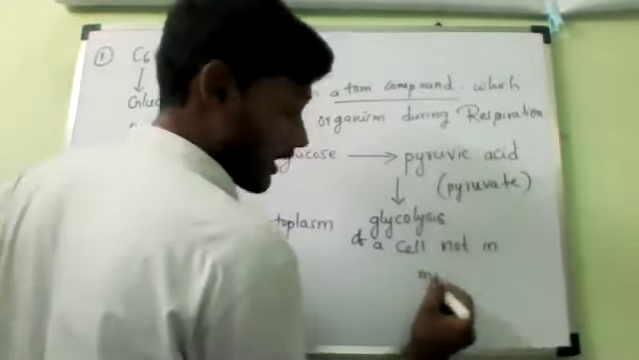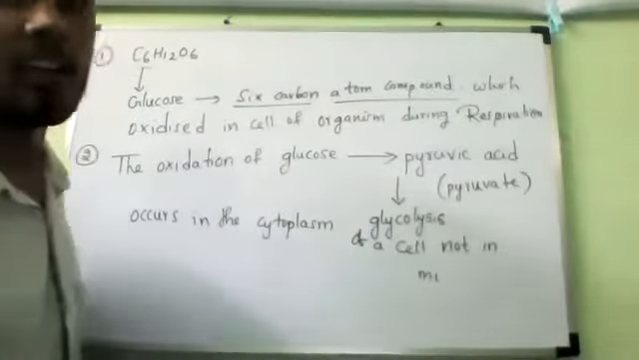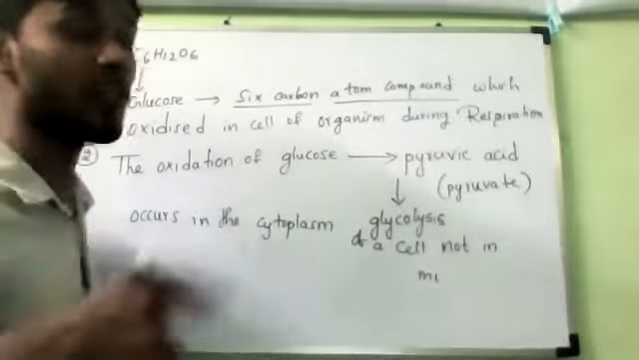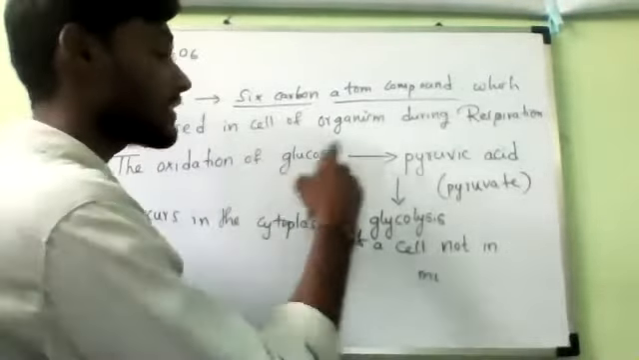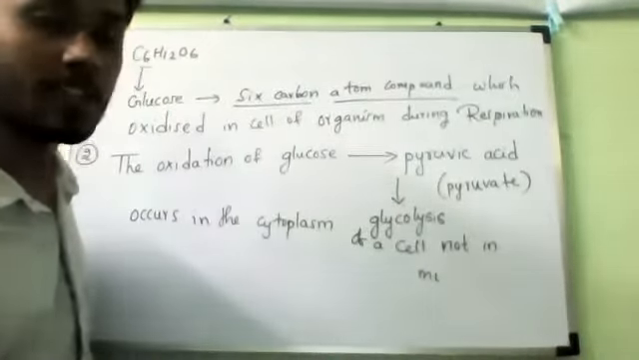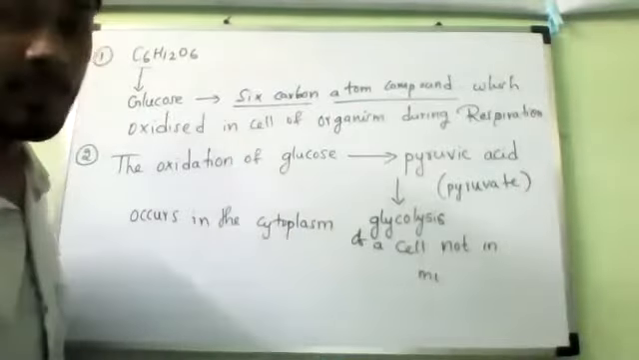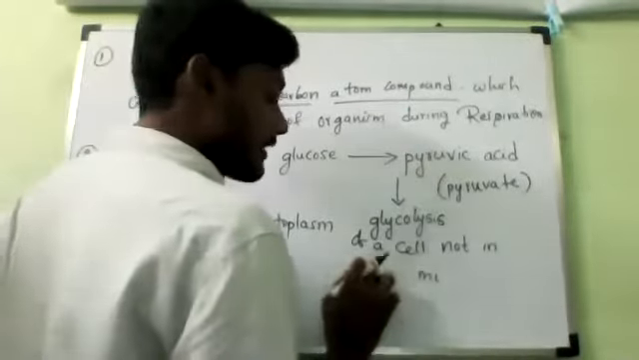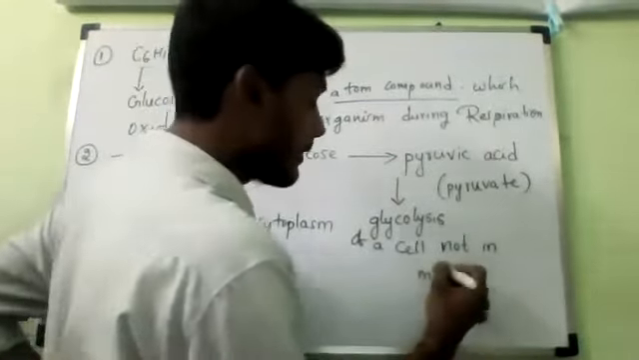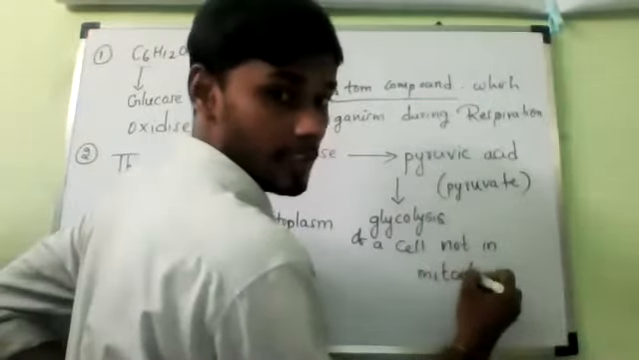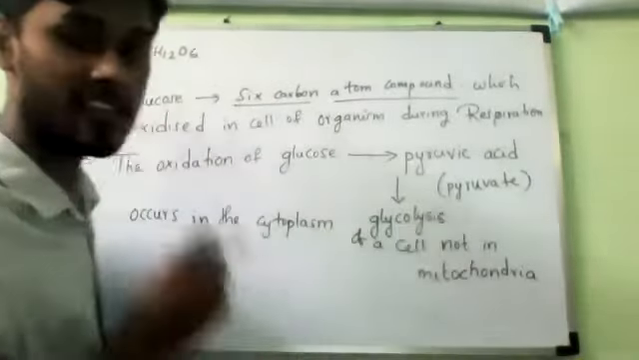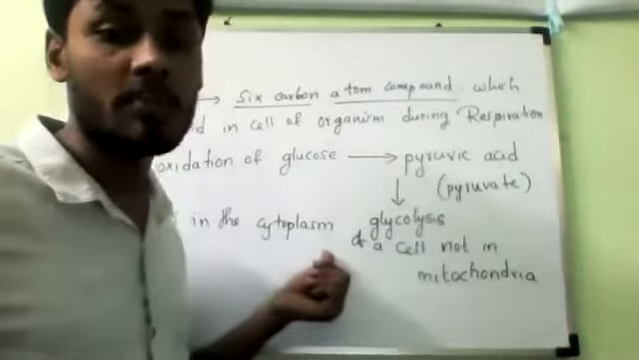But before you said that energy is released in mitochondria, correct, sir? Energy will be released, but that is the final product. In the middle, glucose is converting into pyruvic acid. Respiration is a stepwise process. So this takes place in the cytoplasm of a cell, not in mitochondria. The mid product is pyruvic acid, which takes place in the cytoplasm of the cell.